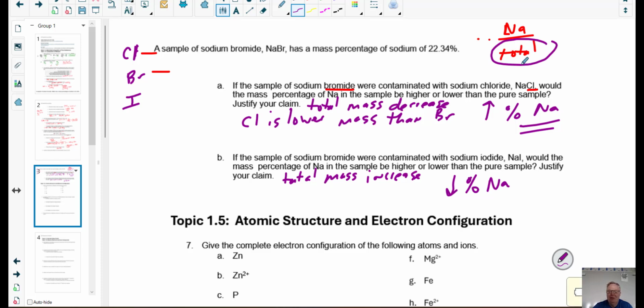So when we're doing our percentages, we know it's the mass of whatever our element is divided by the total mass. So if our total decreases, and then therefore chlorine is lower than bromine, we know we're going to get an increase in the percentage of sodium because of that difference in the total mass. Vice versa, if we're going to use iodine instead of bromine, iodine would be much higher mass than bromine, so our total is going to increase, and therefore we're going to get a decrease in the percentage of sodium.